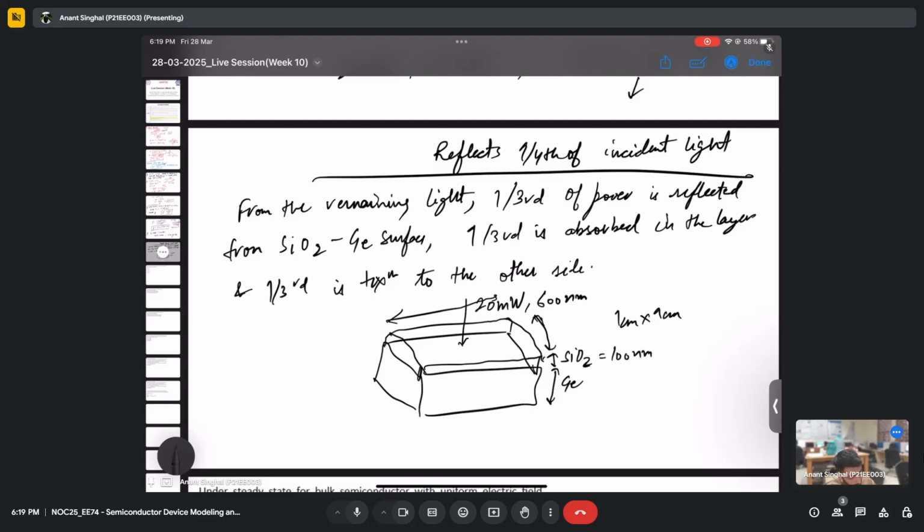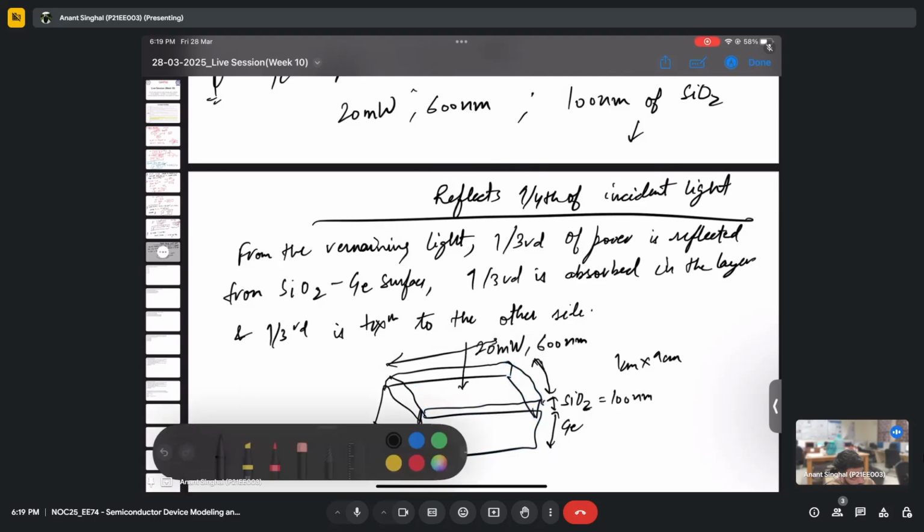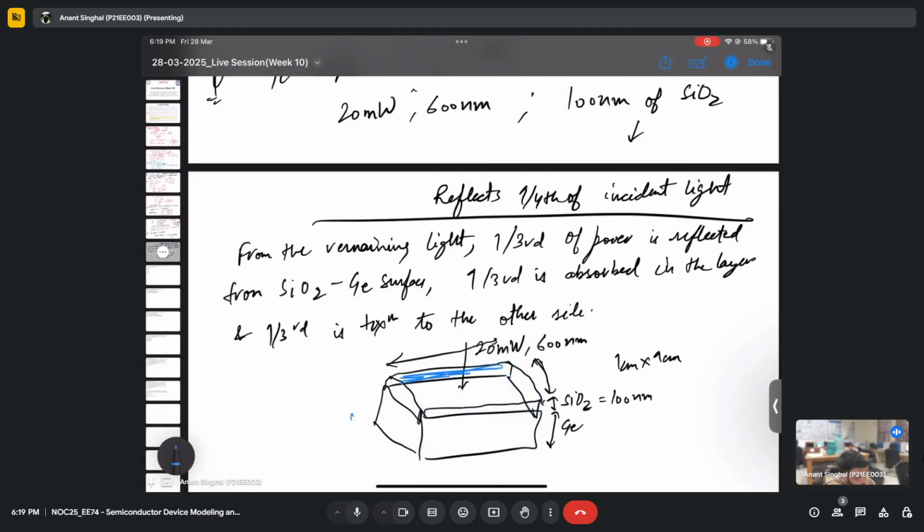So what is happening is 1/4 of the incident light is reflected back from this interface. Let me change the color. This blue thing on the top is, let's say, SiO2, and below that we have the germanium, which is white in color for now. So 1/4 of the incident light is getting reflected. From the remaining, 1/3 of the power is reflected at the SiO2 germanium interface, 1/3 is absorbed and 1/3 is transmitted to the other side. This is all the details that is given.